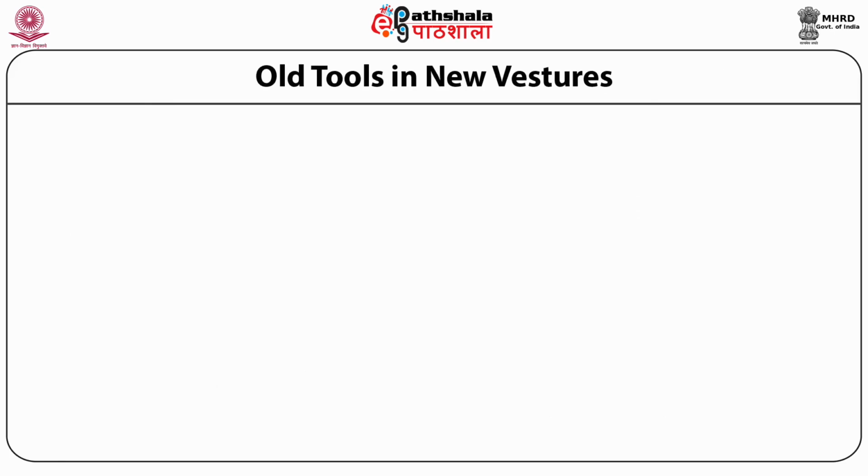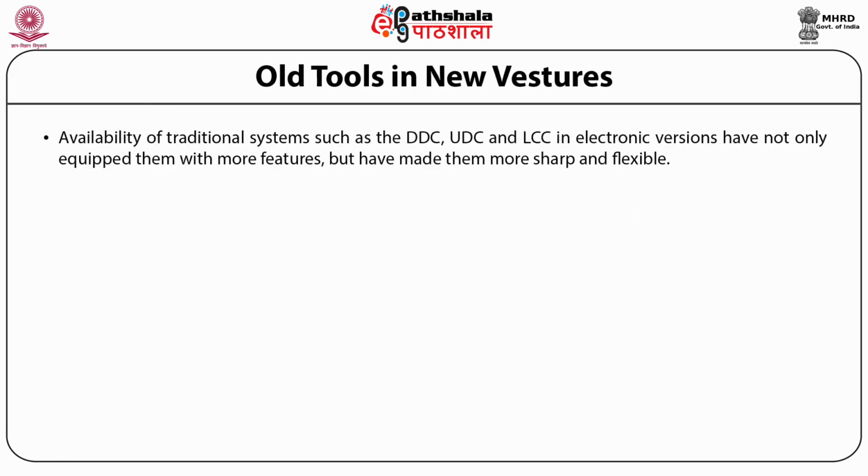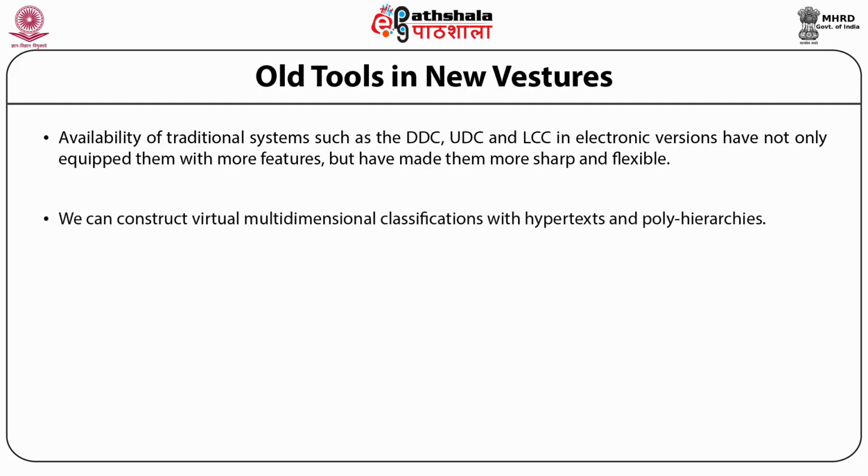Old tools in new clothes. Availability of traditional systems such as the DDC, UDC, and Library of Congress classification in electronic versions has not only equipped them with more features but has made them more sharp and flexible. They have many additional value-added features. We can construct virtual multidimensional classifications with hypertext and polyhierarchies.